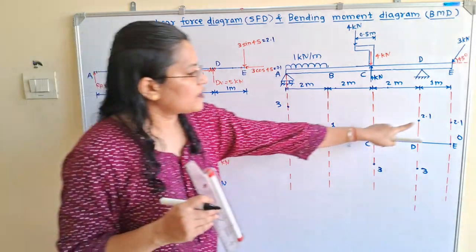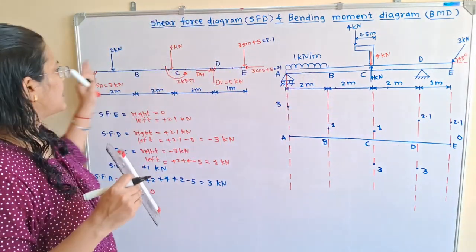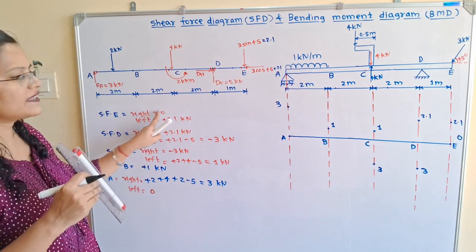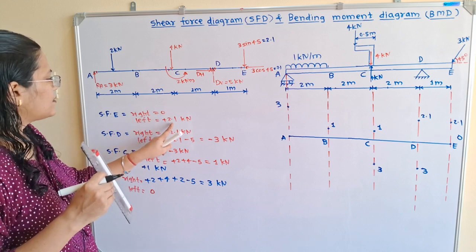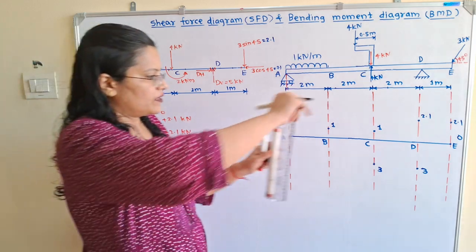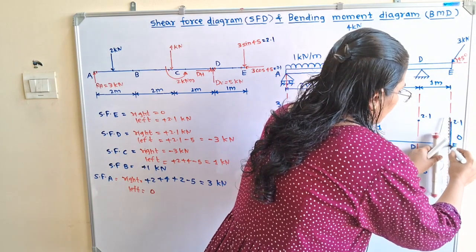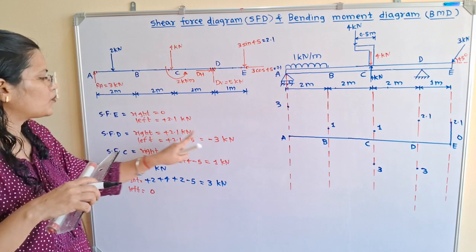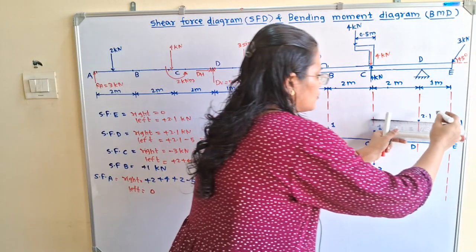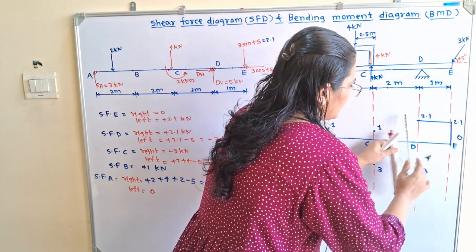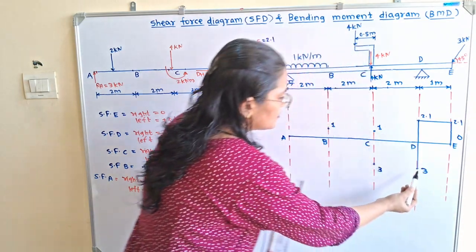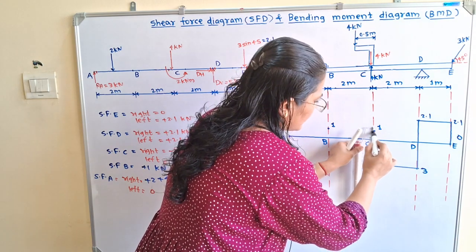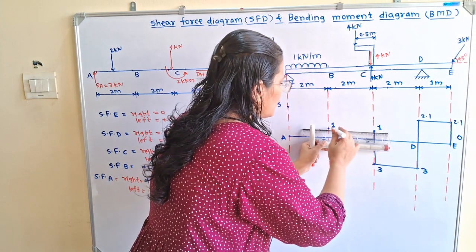Now we will connect all these numbers from the right hand side to the left hand side. So first, the right hand side of E, that is 0, and after that it is plus 2.1. So I will connect this. Then we have to connect the right hand side point at point D, that is plus 2.1 and then minus 3. So here we will connect plus 2.1, then it is 3, then here 3 to 3. Then we have to connect 3 and 1 and then 1 to 1.